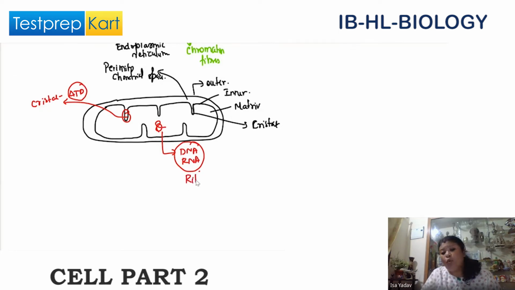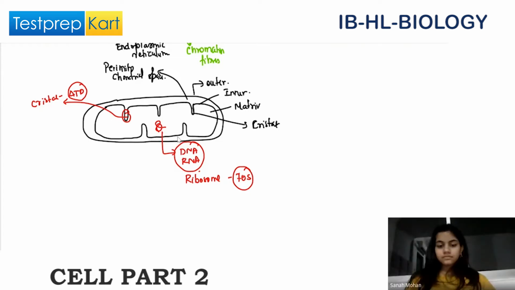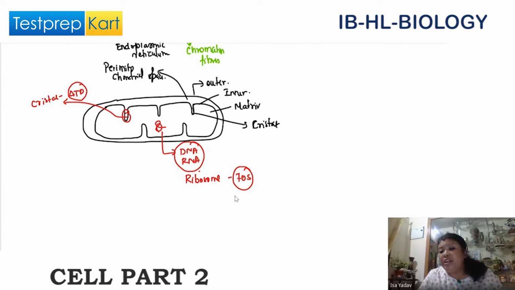Even the ribosome will measure 70S. Mitochondria is a structure present in the eukaryotic cell, but its ribosome sedimentation coefficient is 70S. That is very surprising because 70S is similar to the ribosomes found in bacteria. But mitochondria is not found in bacteria. It is found in eukaryotic cells. We'll see why this is so.